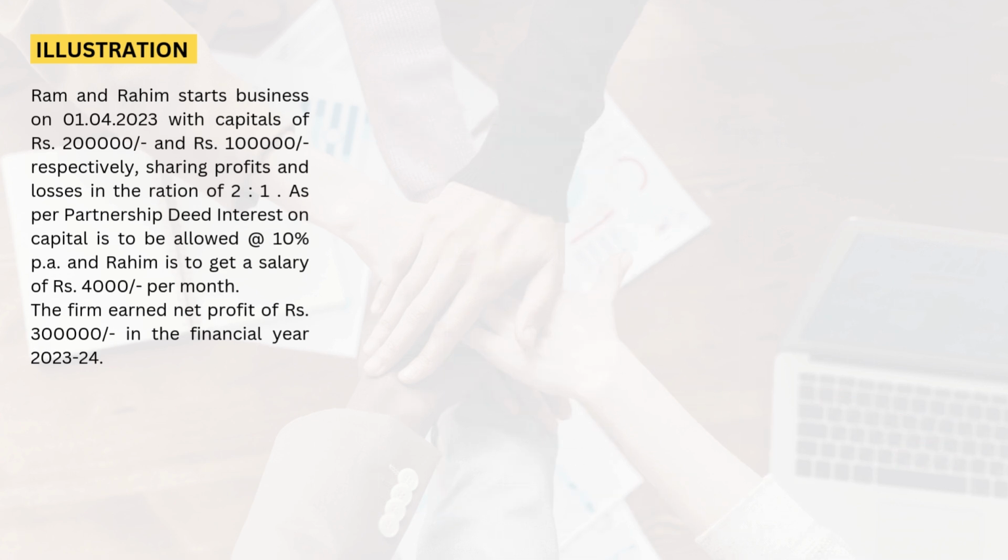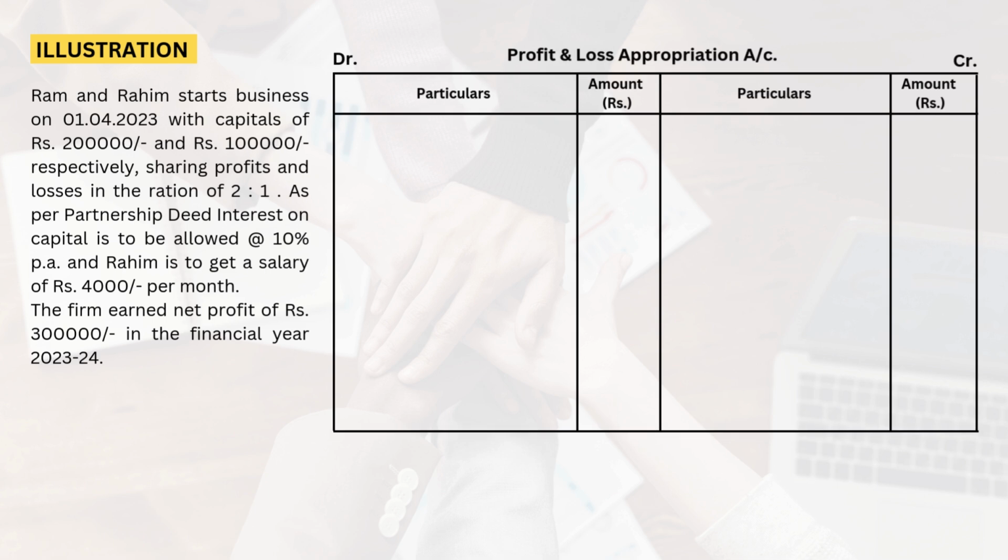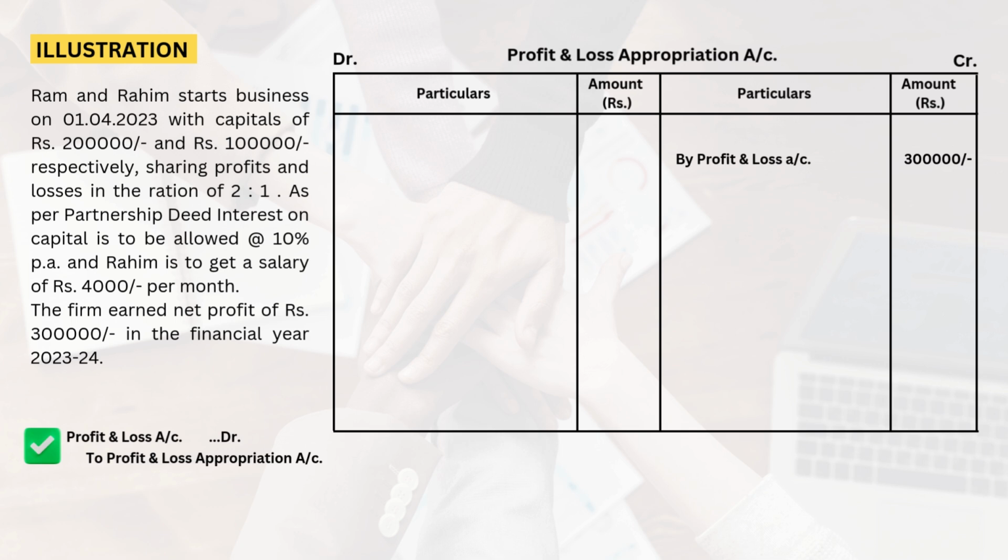The next step of the illustration, we shall prepare the profit and loss appropriation account. Here is the format. Now, do you know the rule for ledger posting? We need to do exactly the same. If you have doubt on ledger posting, please refer to our separate video on the same, link in the description. However, our first entry was profit and loss account debit to profit and loss appropriation account, rupees 3 lakh. As per the rule of the ledger posting, profit and loss account will be posted into profit and loss appropriation account at the credit side.